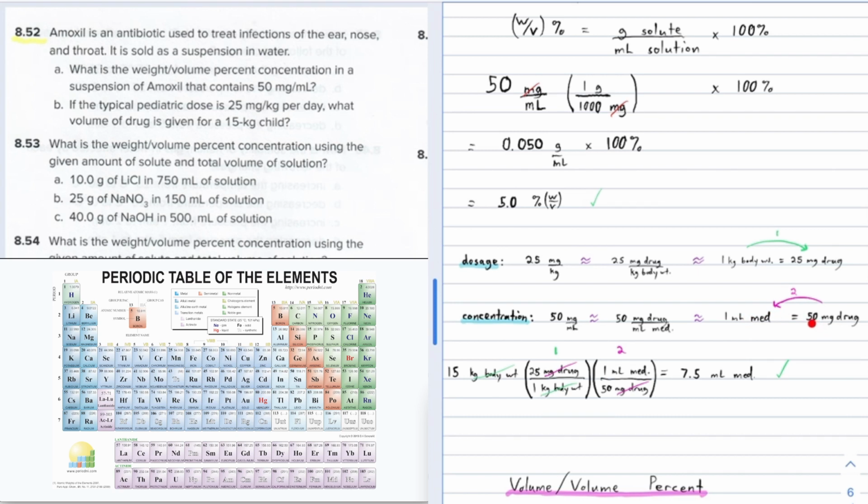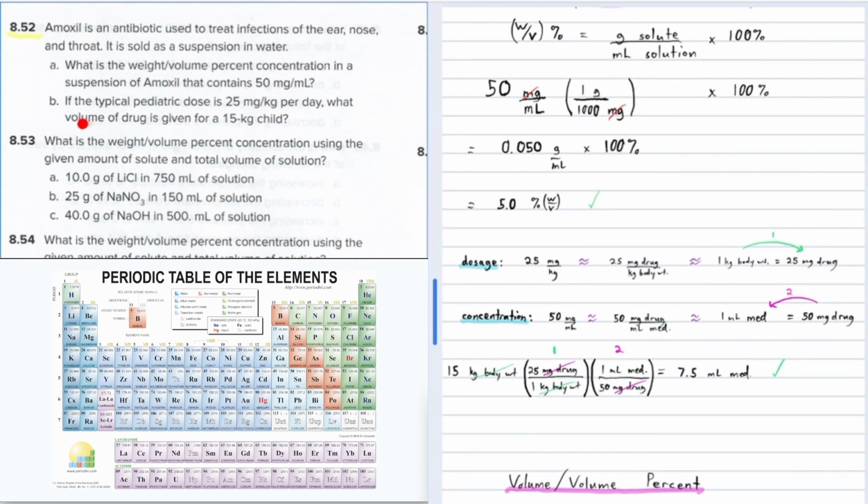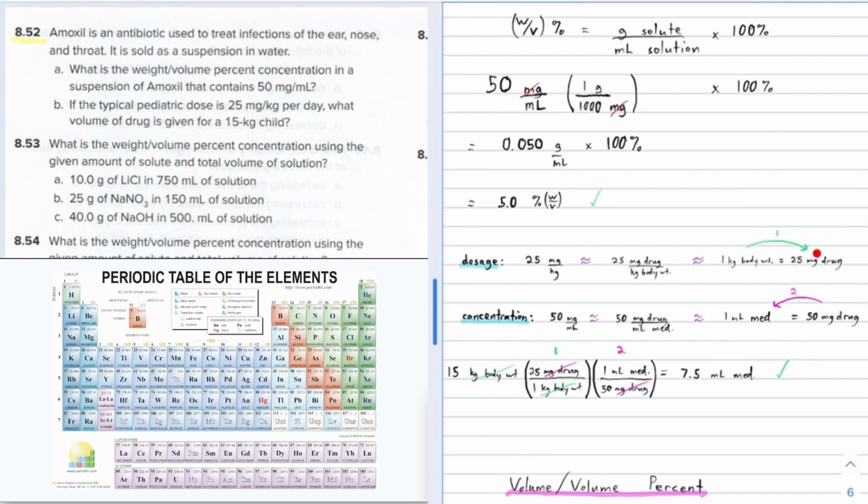Now, we got a 15 kilogram child, so we know how many kilograms of body weight, and we can use the first relation to get from kilograms body weight to milligrams of drug, and then the concentration to get from milligrams drug to milliliters of medication. And it's asking us for the volume, the milliliters of medication. So you can see we're going to use these two relations in this order.